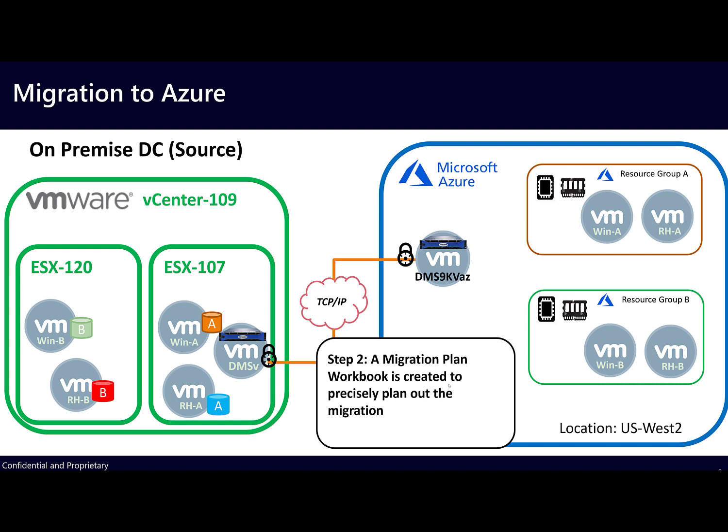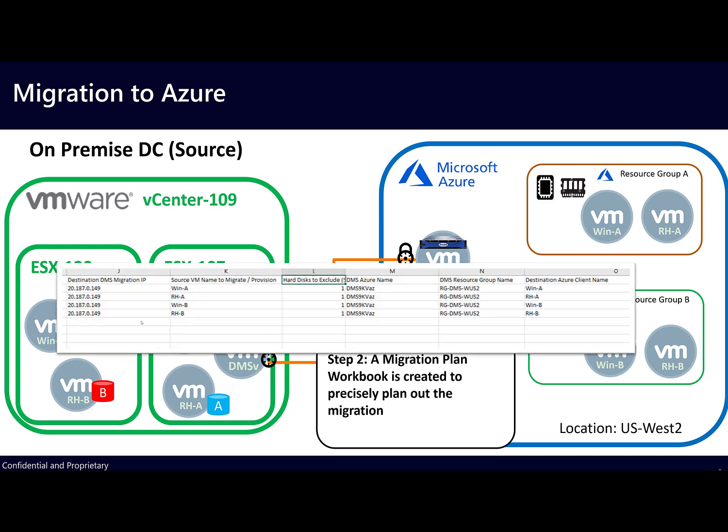Then step 2 is that you create a migration plan. Here is an example of a plan using Microsoft Excel. Each row would be a description of, for example, the destination DMS 9000V at this IP address, which is going to handle Windows A, Red Hat A, Windows B, Red Hat B. So these are the resources that it is responsible for migrating.